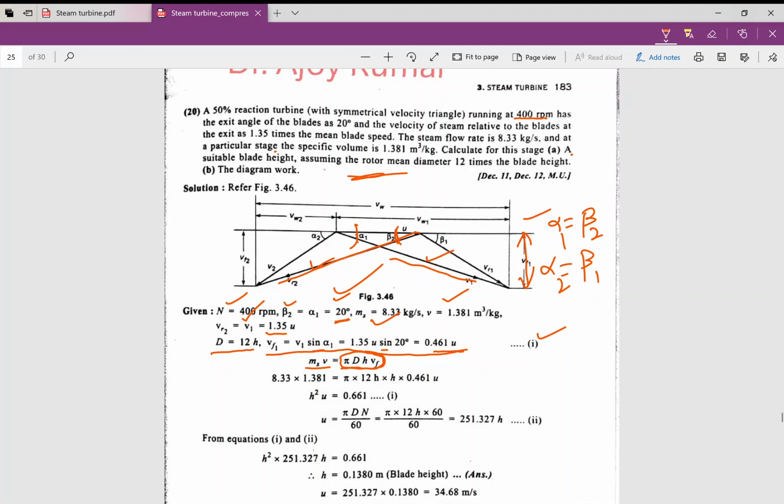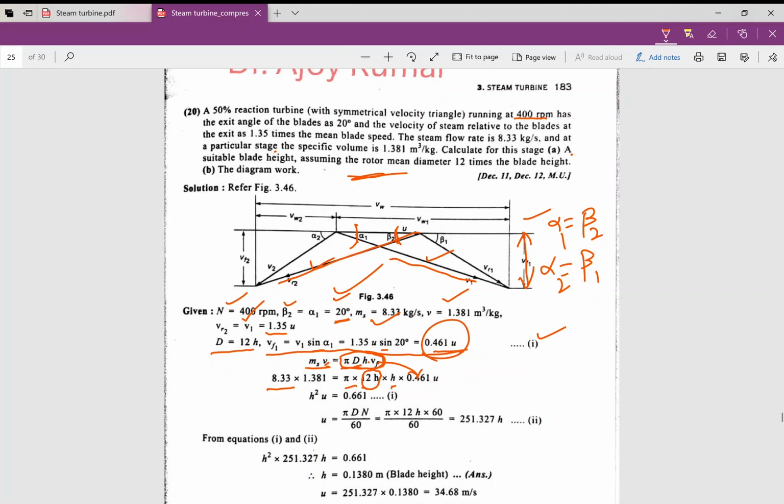So, neglecting blade thickness, henceforth it is written like this. Otherwise, t will come into the picture. So, 8.33 is the value given for the mass. Volume is given 1.381. Value of pi, D is given 12 times H. Then this H, Vf is this value.